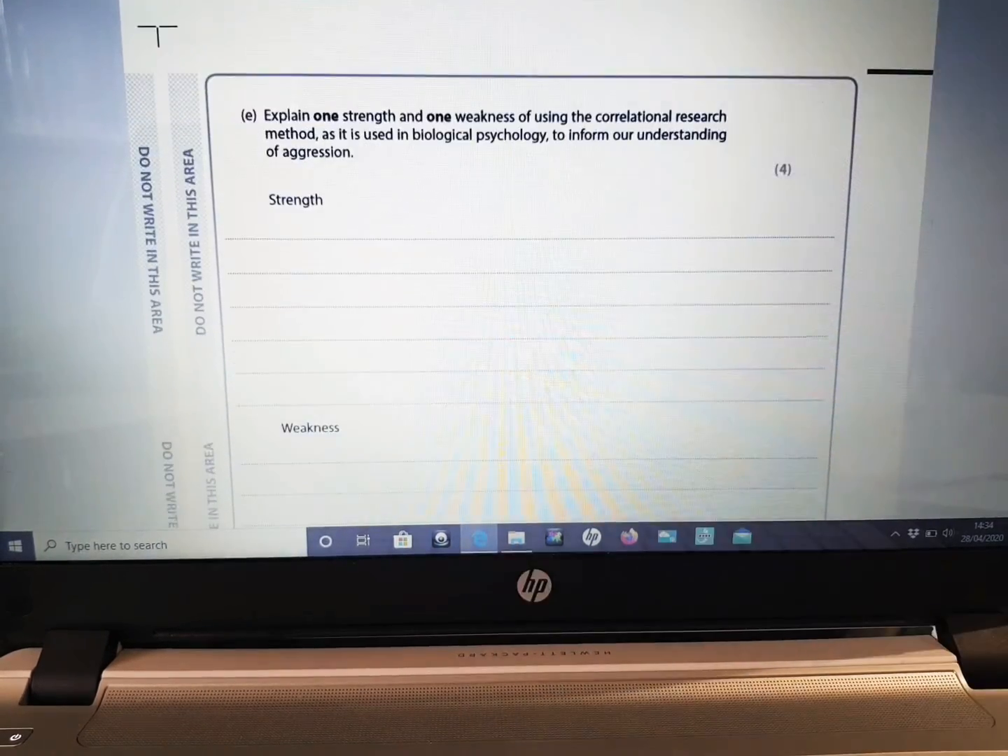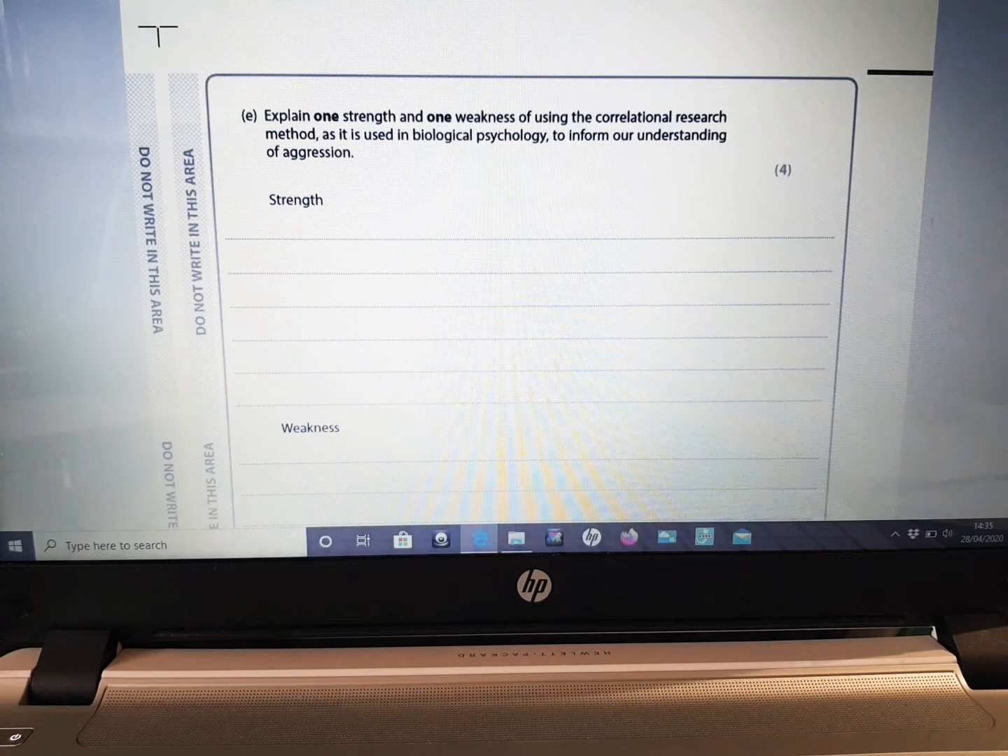Okay, part E is: explain one strength and one weakness of using correlational research method as it is used in biological psychology to inform our understanding of aggression, for 4 marks. So here we've got 4 marks. It's asking you for a strength and a weakness of using correlations. So it's asking what's good about using correlations as a method and also what is not so good about using them. So there's 2 AO1 and there's 2 AO3.